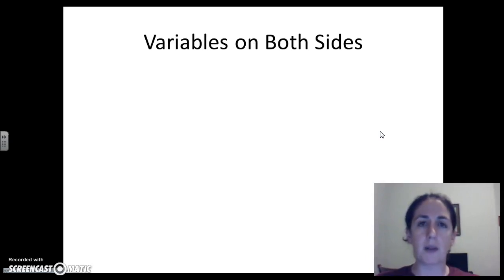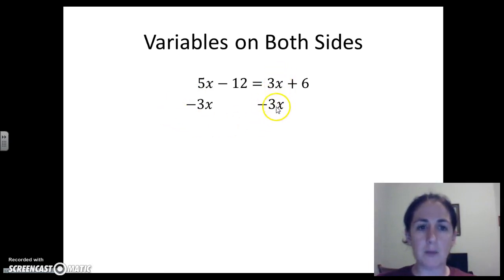Now let's spice things up a little bit and put variables on both sides. 5x minus 12 equals 3x plus 6. What you want to do is get the variables on one side. So you can either bring the 3x to the 5x, or you can bring the 5x to the 3x. I'm going to bring the 3x to the 5x. So I'm going to subtract 3x from both sides, because 3x minus 3x, these are going to cancel. And then the 5x minus 3x, we're left with 2x minus 12 is equal to 6.